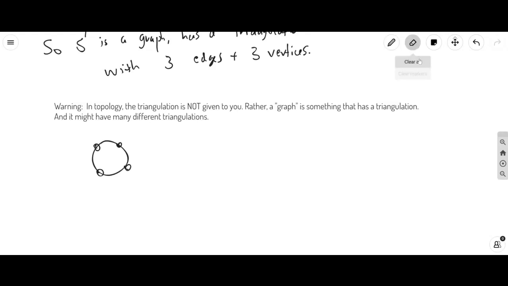Let me give you some more examples. The figure 8 space. This is a graph. And here's one way you can triangulate it. Maybe this is one edge, then you have another edge like this.